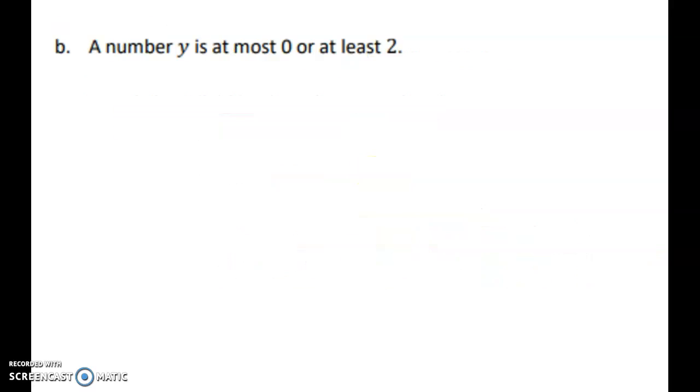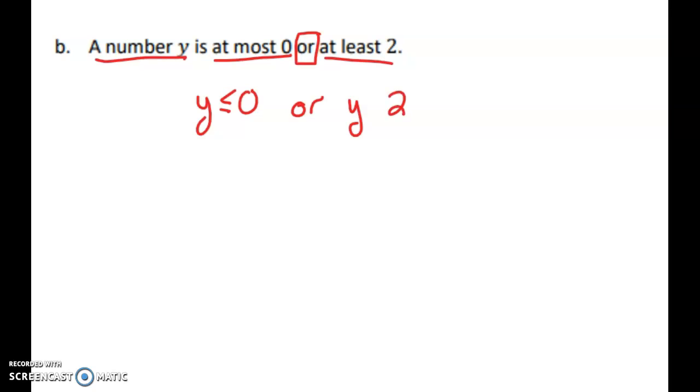All right, on to example 1b. So a number y, there's your variable, is at most 0. So y is at most 0. That means it can be 0 or smaller. So that's less than or equal to. Or, right here it says or, at least 2. So at least 2 means it's 2 or bigger. So that's greater than or equal to. So now, we cannot combine ors together like we can ands. We just write the word or in between them, and that's that.